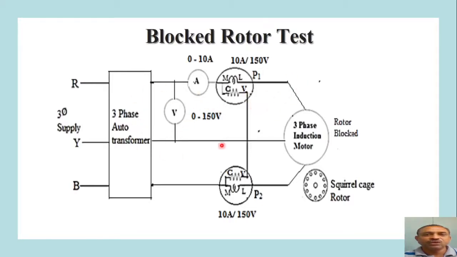This diagram is more or less similar to the no load test. The difference is that the meters will have different readings, as the current involved during the block rotor test, as per its condition, is the rated current of the stator. So the ammeter connected will have the range of 0 to 10 ampere. Similarly, the voltage involved will be low, so a voltmeter of 0 to 150 volt will be sufficient here. The wattmeter ratings will be 10 ampere 150 volt, or if 150 volt is not available, we can also use 10 ampere 300 volt wattmeters.